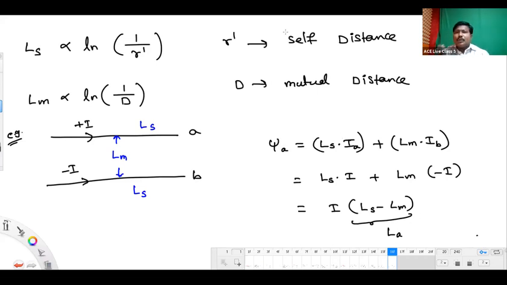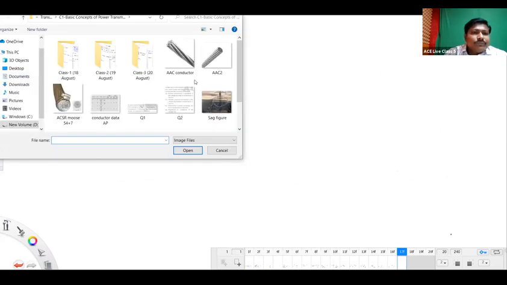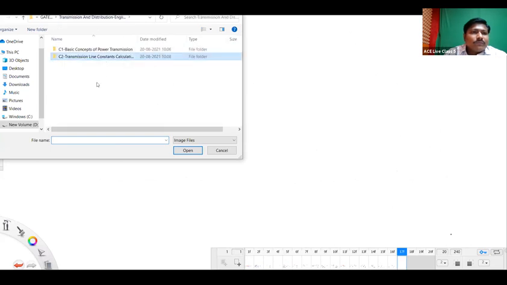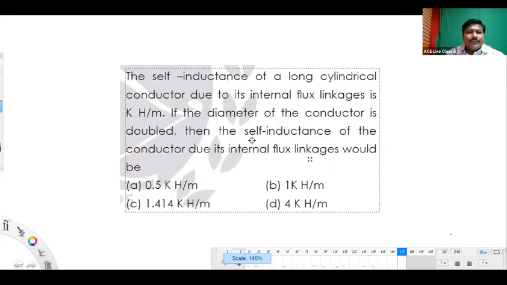Now we'll take some simple problems in this single phase system inductance calculation. After that, we'll move on to the extension of this. The GMR we discussed, and self distance we discussed a little bit. After that, I will concentrate mainly on the mutual distance calculation. So let's take up one problem. Please go through it.